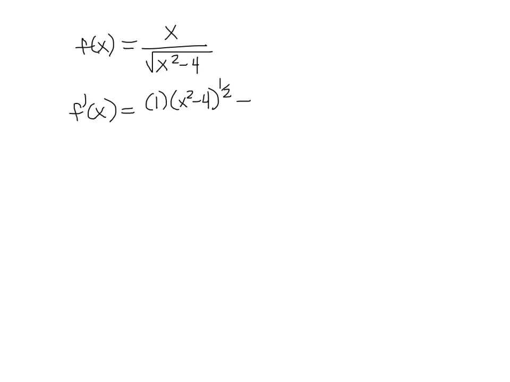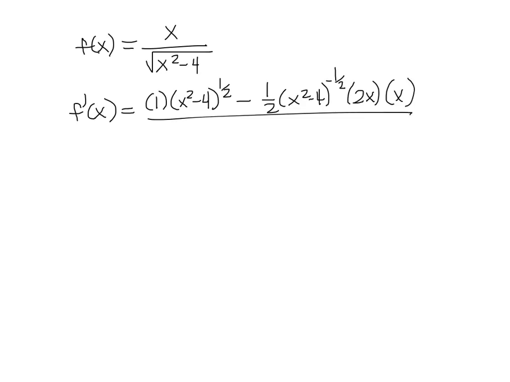Quotient rule says minus. Then the derivative of the bottom would be 1/2 times x squared minus 4 to the -1/2. That's the power evaluated at the inside times the derivative of the inside, which is 2x, and then times the top, which is x, over the bottom squared. Now, when you square the bottom here, you're going to just get rid of the square root. So we're just going to have x squared minus 4.